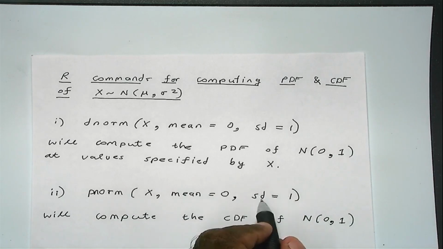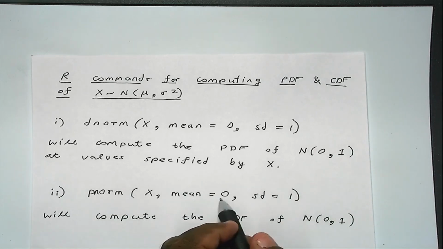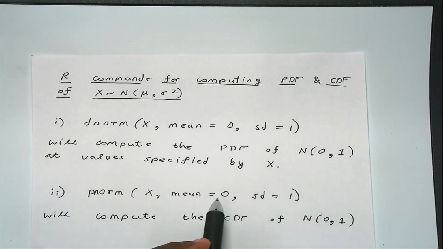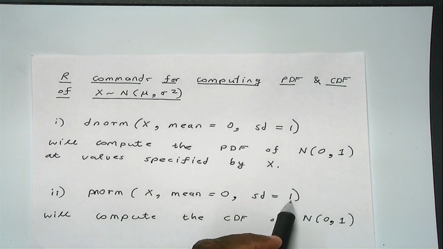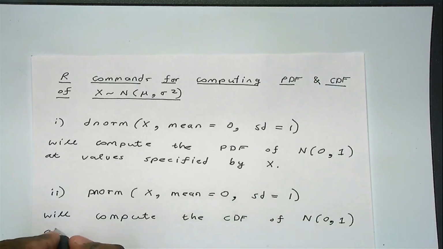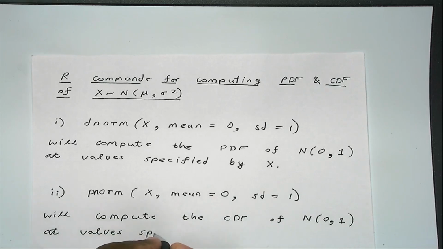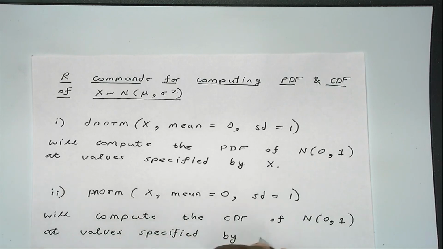I have chosen in this example to use 0 and 1, but they don't need to be, they can be anything. The mean can be any number from minus to plus infinity, and sigma can be any number which is positive. So these are the two commands for computing the PDF and the CDF of the normal distribution.